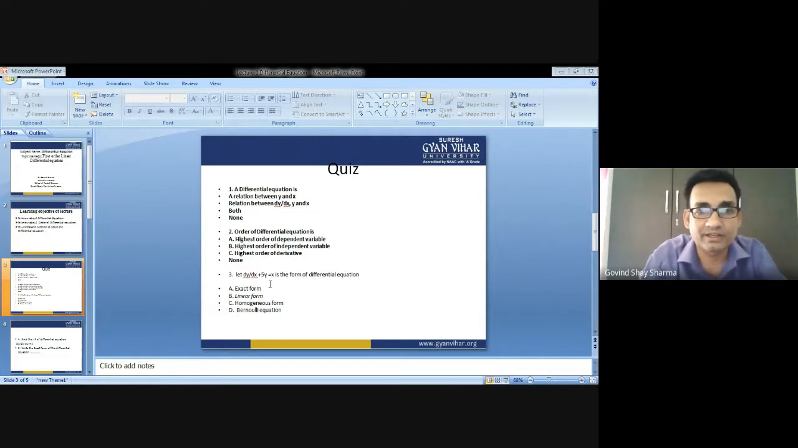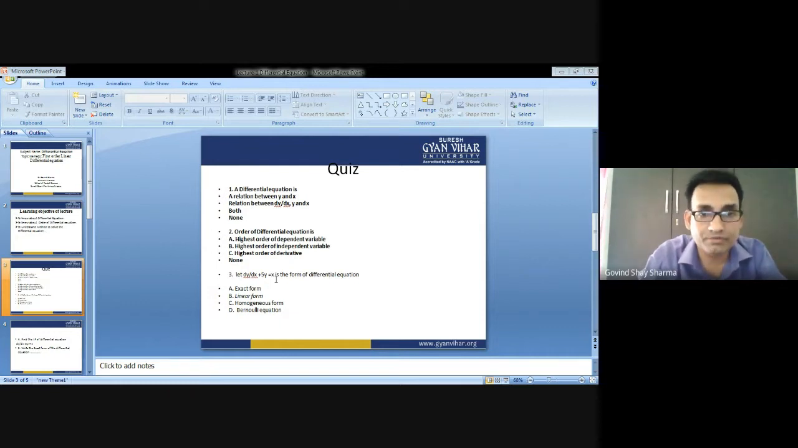Okay, let dy upon dx plus 5y is equal to x. I have already discussed this in the lecture. Which type of differential equation is this? Is it exact? No. Exact form is M dx plus N dy form. How do we know this is exact? We check del N upon del x and del M upon del y, and both must be equal for exact. So this is not exact form.